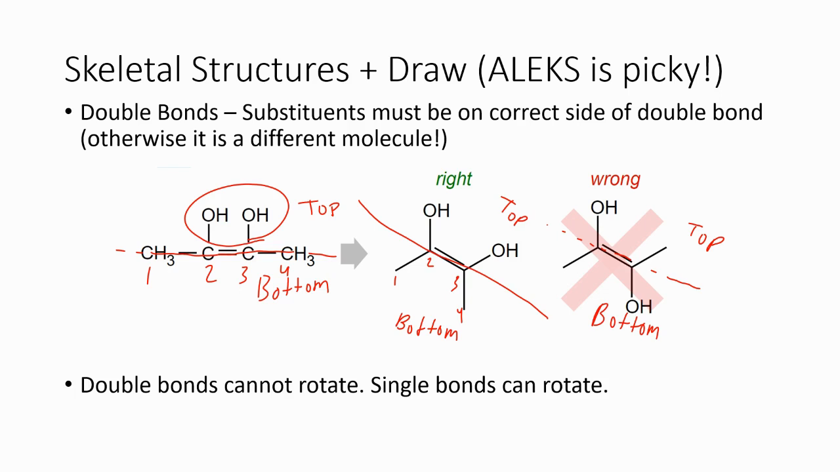And in chapter 12, we'll get out some models and we'll talk about this. But the double bonds can't spin. So, like, think about the bond, you can spin a bond around the center. Well, the double bond you can't spin, so that's why those are locked. Okay.